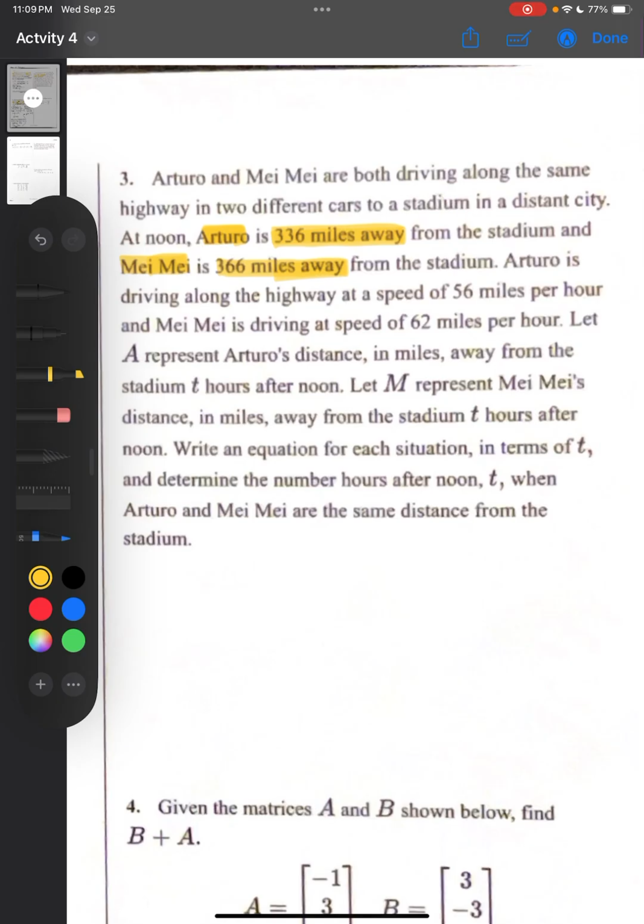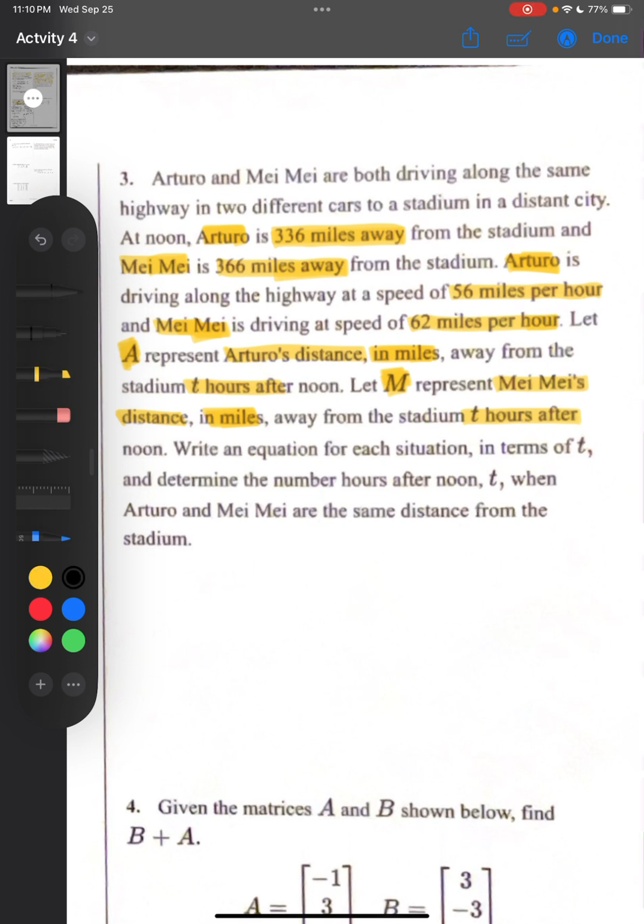Now, Arturo is going along the highway at the speed of 56 miles per hour, and Maymay is going 62 miles per hour. Now, this is giving you what each variable is going to be. So A is going to be Arturo's distance. They want M to be Maymay's distance in miles. Keep that in your head. We're staying in miles. Nothing changes. And they want T hours afternoon, T hours afternoon. So we want everything to be with T.